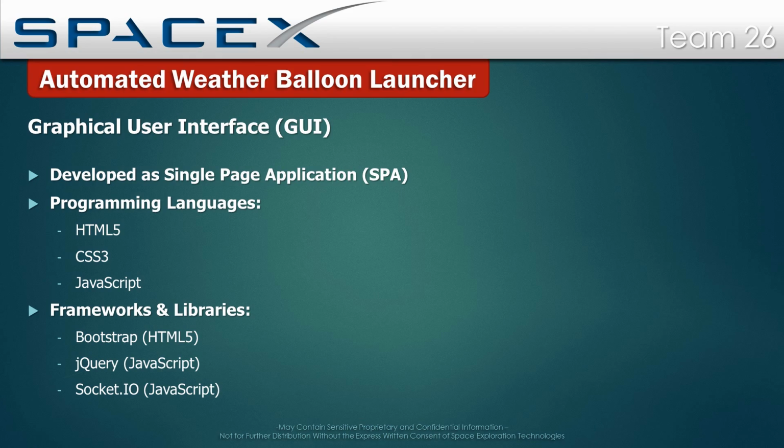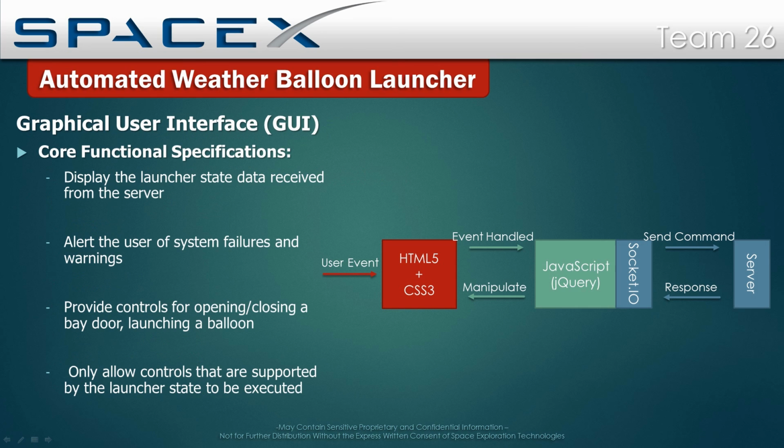The graphical user interface subsystem is programmed as a single-page application and uses the programming languages HTML, JavaScript, and CSS, in addition to frameworks and libraries such as Bootstrap, jQuery, and Socket.io. The current core functionality of the interface includes displaying the launcher state data received from the server, alerting the user of system failures and warnings, providing controls for opening and closing a bay door, as well as launching a balloon, and finally, only allowing controls that are supported by the launcher state to be executed.